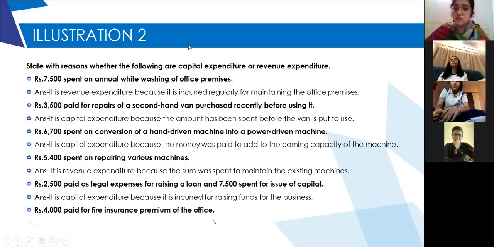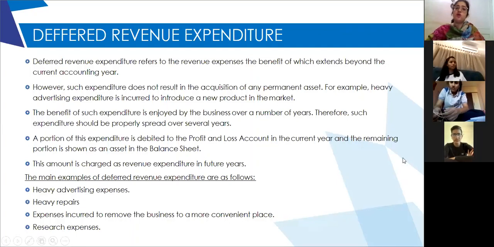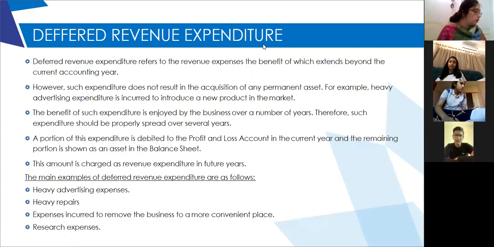Okay. So the basic idea of what is capital and what is revenue is clear to all. Yes, ma'am. Do you have any more questions? Should I go to the next part? Yes, ma'am. Okay, great. Now we come to a new portion of the chapter called deferred revenue expenditure. This comes somewhere in between revenue and capital. Okay, how? Now let's understand. Firstly, if you want to know the page number, it is page number 58.